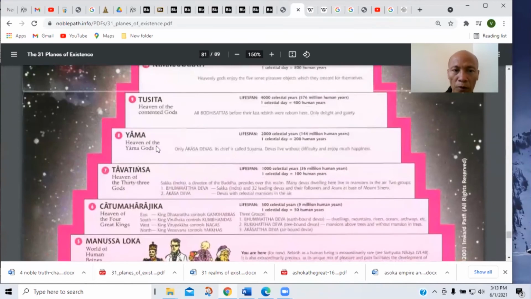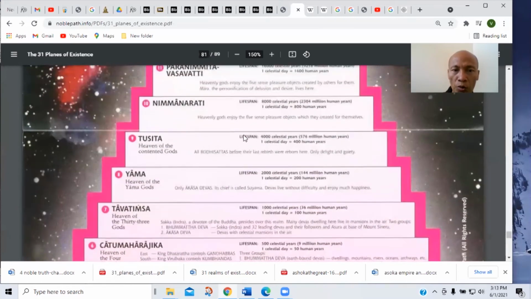And the next one, the heaven of the Yama gods. One celestial day is equal to 200 human years. Their lifespan is 2,000 celestial years. So in total, they have 144 million human years.